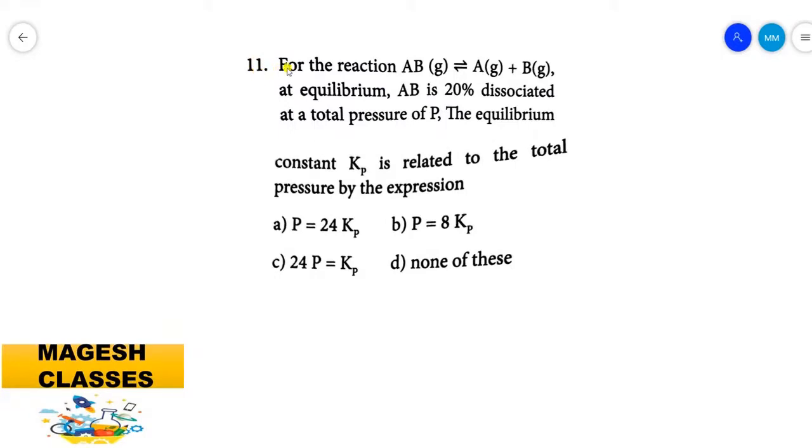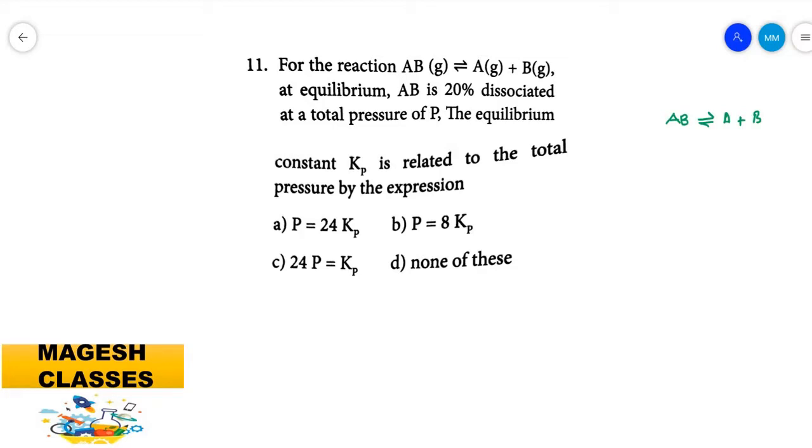Question number 11. For the reaction AB gives A gas plus B gas at equilibrium, AB is 20% dissociated at a total pressure of P. The equilibrium constant Kp is related to the total pressure by the expression. The given reaction is AB gives A plus B.